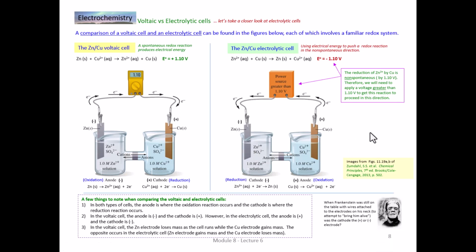Well, here's an interesting question. When Frankenstein was still on the table with wires attached to the electrodes on his neck to attempt to bring him alive, was the cathode the positive or the negative electrode? We'll let you think about that.